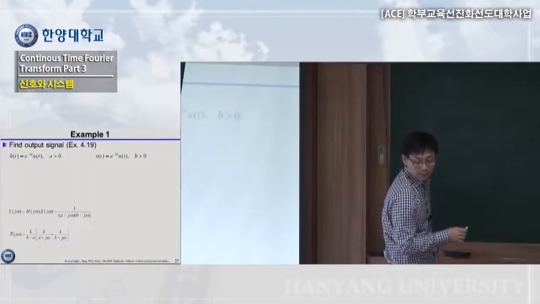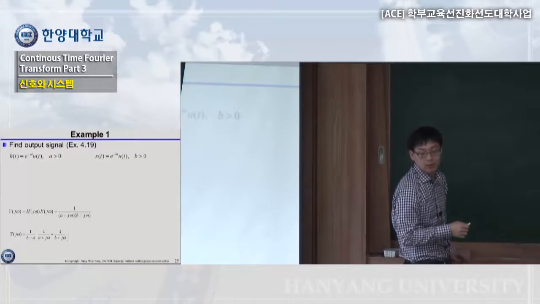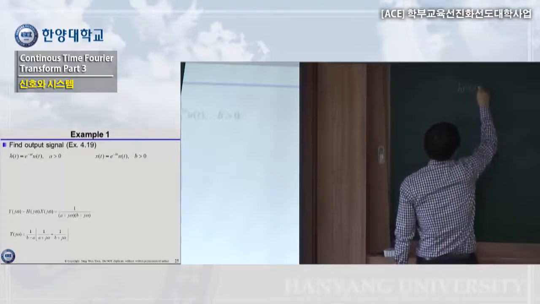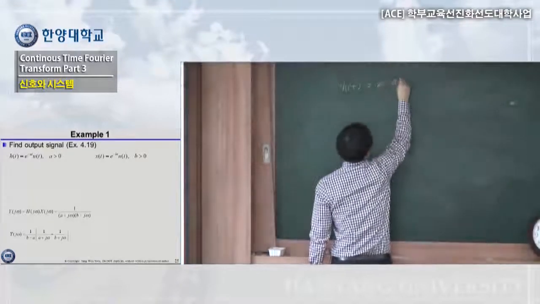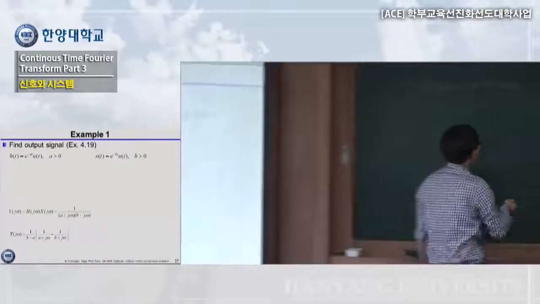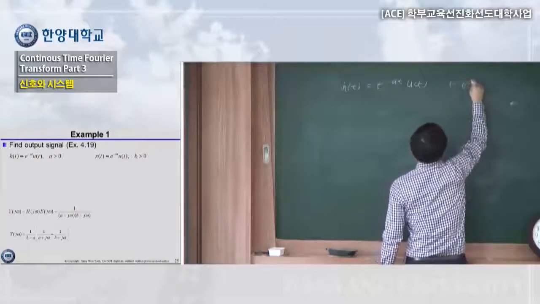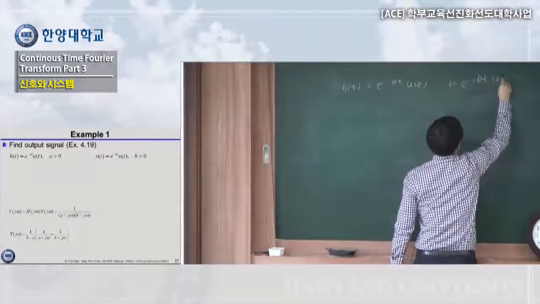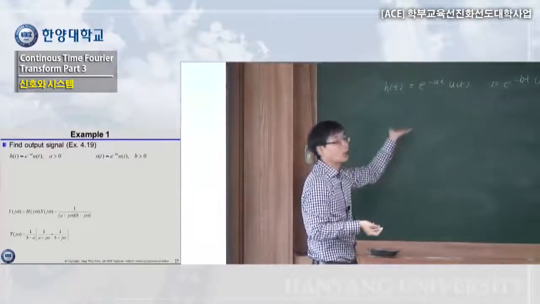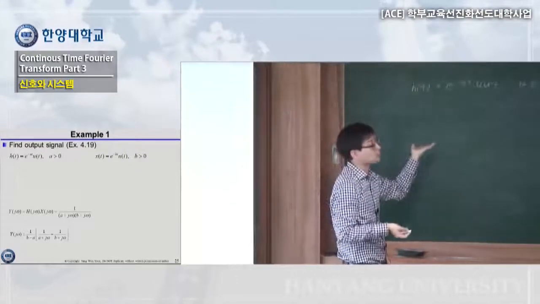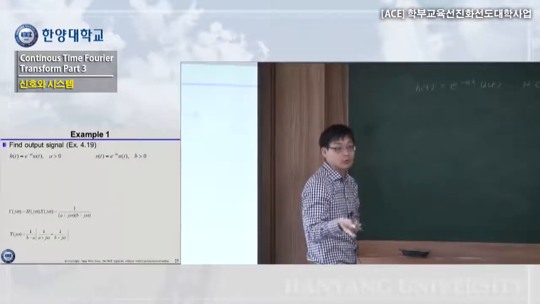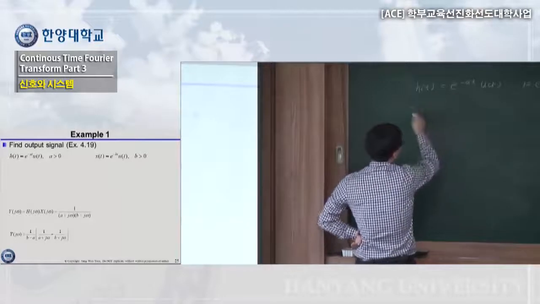So in here, let's find the output signal. This is example 4.19 in your textbook. Say that our system response is e to the minus a t u(t), and our input to the system is x, e to the minus b t u(t). So let's find the output. What is the output? First of all, what we have learned so far is using the convolution, right? So okay, let's do this.